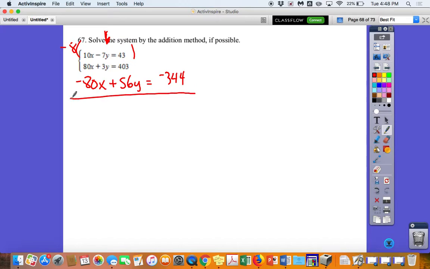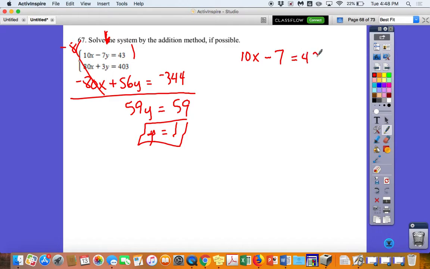Okay, so I'm going to add these two up. My x's are gone. That's going to be 59y equals, let's see here, negative 344 plus 403 is 59. Aha, so y is 1. Okay, so put it back into either one of them, it doesn't matter. So 10x minus 7, right, since y is 1, equals 43. So 10x equals, if I add the 7, I get 50. Divided out, x is 5. So I got 5 and 1.